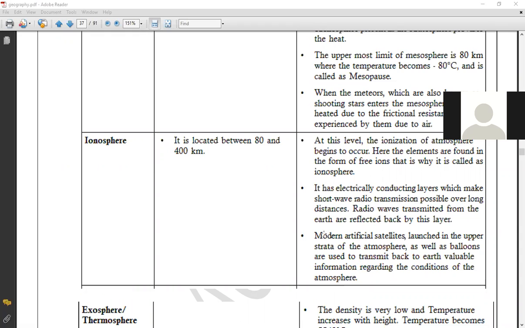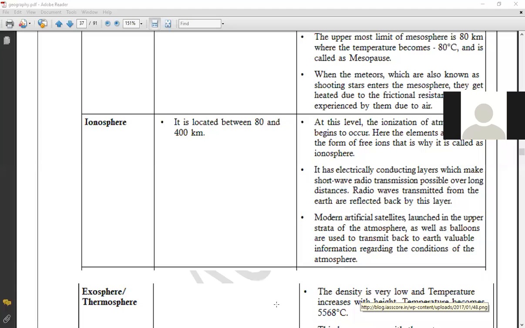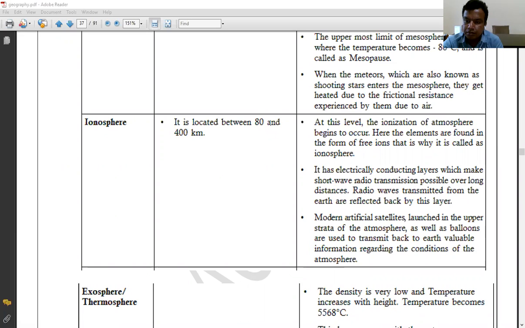The modern artificial satellites launched in the upper strata of the atmosphere, as well as balloons, are used to transmit back to the Earth valuable information regarding the conditions of the atmosphere. Maximum satellites are put into the ionosphere, and this ionosphere helps in telecommunication devices. It also helps in mobile devices, like transmission of the waves of mobile devices, then all telecom devices. Direct to home satellite systems are also put up in this ionosphere because of the free ions which are available in this layer.